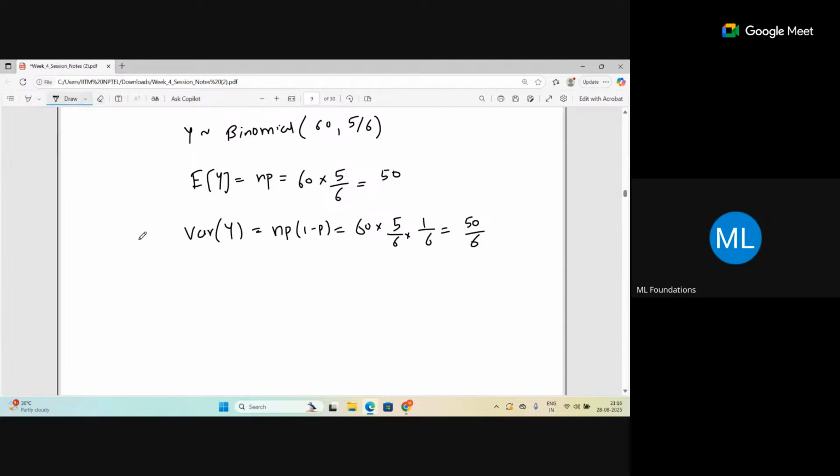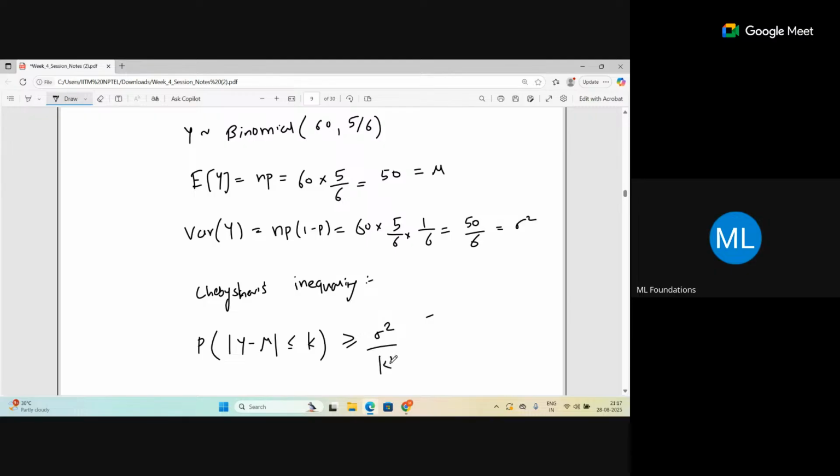Okay, Chebyshev's inequality gives me the upper bound on this. And what is that? That is nothing but the probability that mod of y minus, let's say, mu, and this is sigma square, is greater than or equal to k, is less than or equal to sigma square by k square, right?